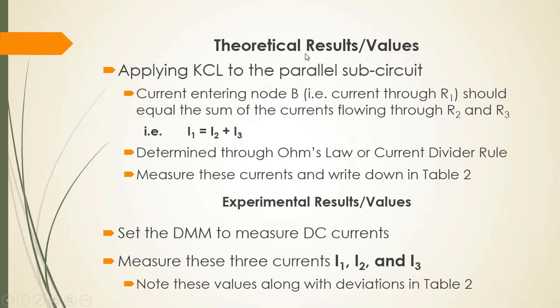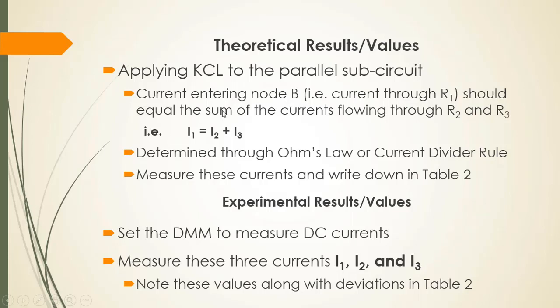Similarly, to find the current, first of all we have to determine the theoretical results. So we will apply KCL to the parallel subcircuit, meaning the subcircuit which consists of the R2 and R3 resistances. The current entering node B, that is the current through R1, meaning I1 coming from the power supply and flowing through R1, will be distributed at point B.